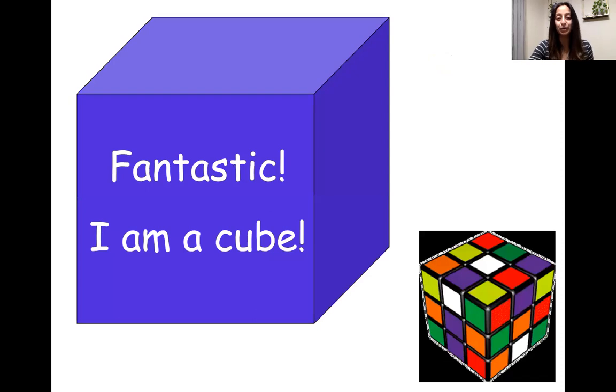Fantastic, I'm a cube. A cube has all square faces. All of its flat surfaces are square. It has 12 edges and 8 vertices. Very nice. Just like this Rubik's Cube, which is an example of a cube.